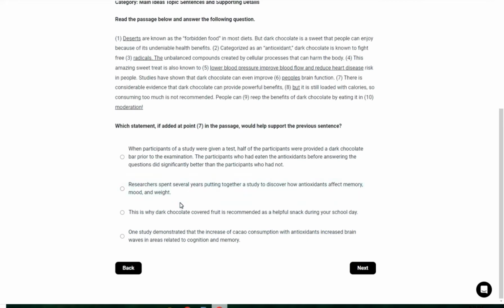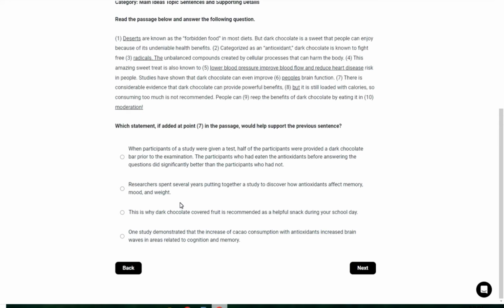C. This is why dark chocolate covered fruit is recommended as a helpful snack during your day. Okay, great. That might give an example of why it might improve, how it can improve people's brain functions and why people eat dark chocolate. But it's not really helping support the previous sentence. And so let's look at D.